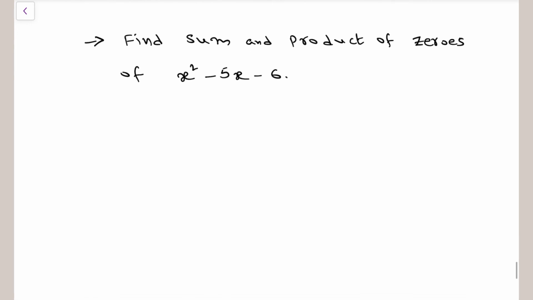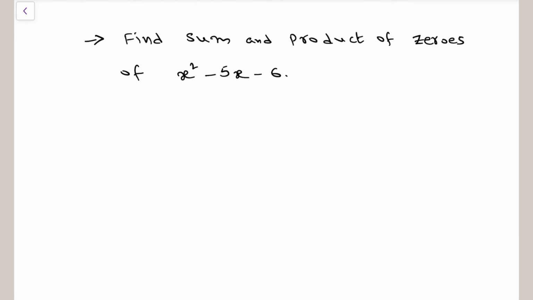Next, find the sum and product of the zeros of the polynomial x squared minus 5x minus 6. For a quadratic polynomial, let the zeros be alpha and beta. He's asking to find the sum as well as the product. So the sum will be alpha plus beta. The formula for the sum of the zeros is minus b by a, and the product of the zeros, alpha into beta, is c by a.